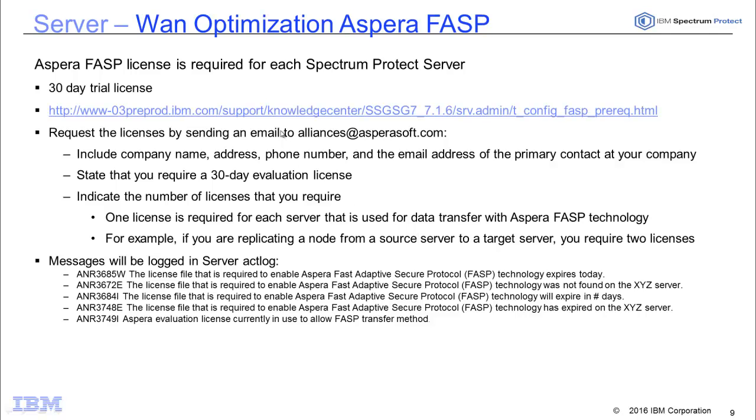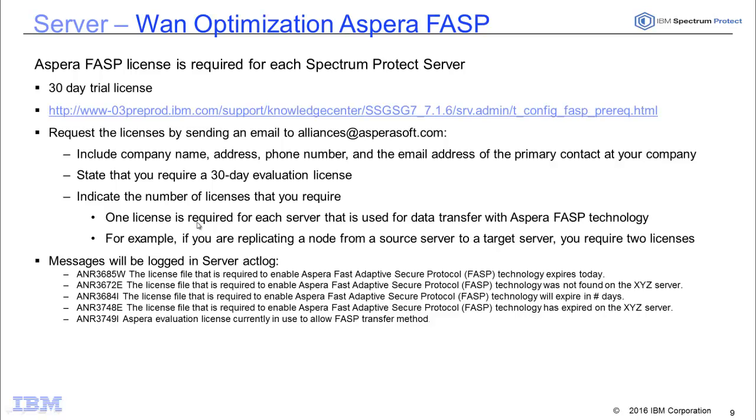Here's some more information on how to obtain a trial license. You can read the FAQ on this trial license, and you can request those licenses by sending an email to alliances@asperasoft.com and including your company name, address, phone numbers, and the email address of the primary contact.